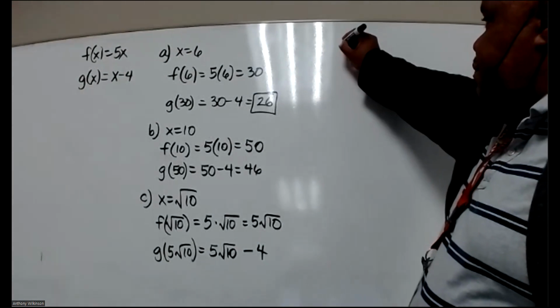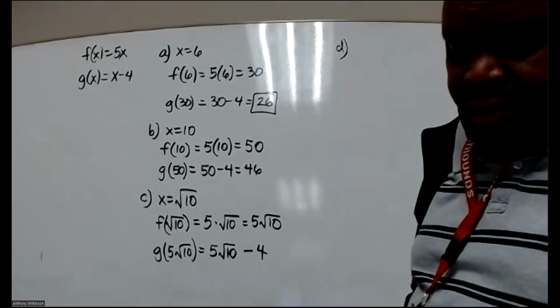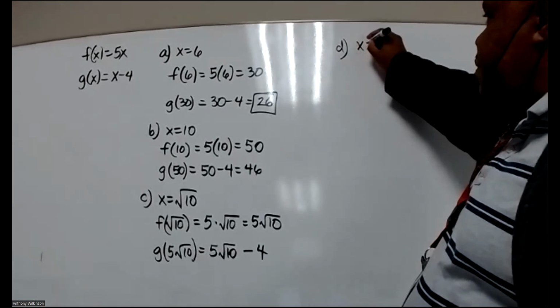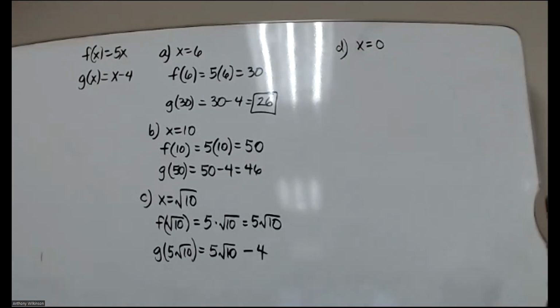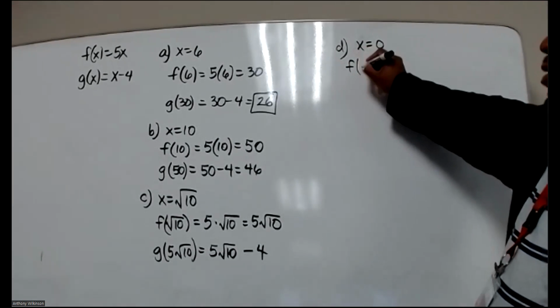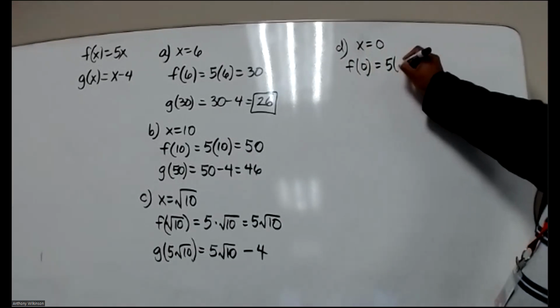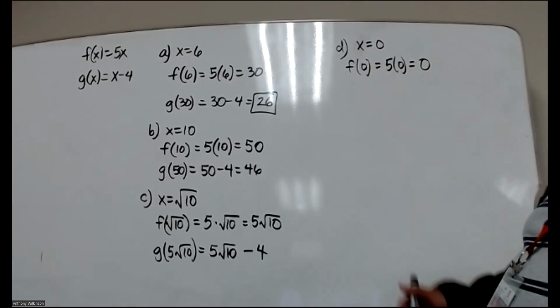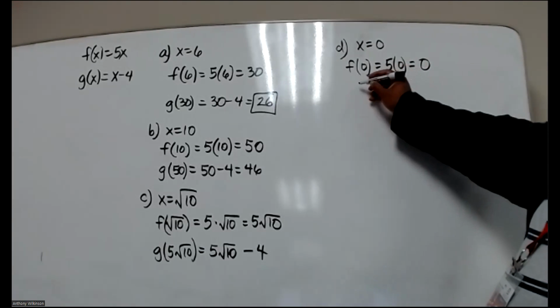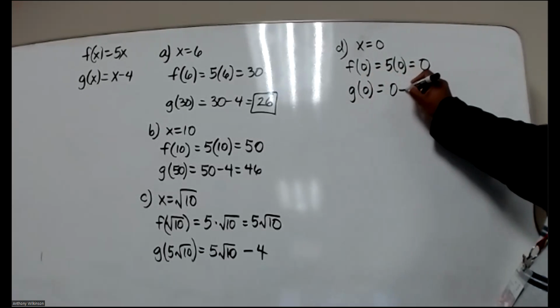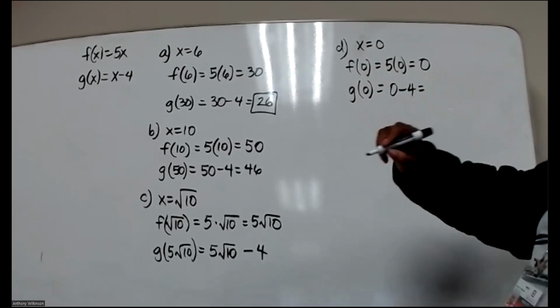Okay, part D was zero. I'll say x is equal to 0. So here I want to find what that is. Let's start with the f of x, or f of 0. 5 times 0, of course, that's going to be 0. And then your 0 will be your x value in g of x. So g of 0 would be 0 minus 4, which is how much? -4.